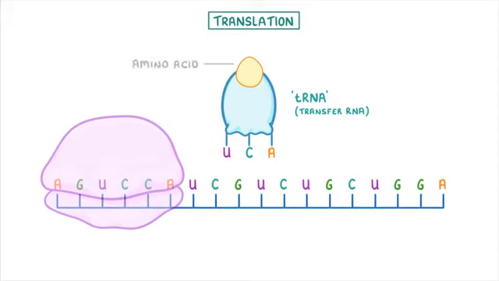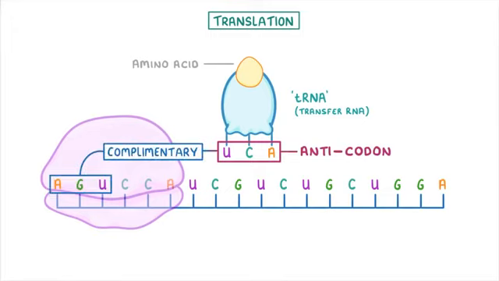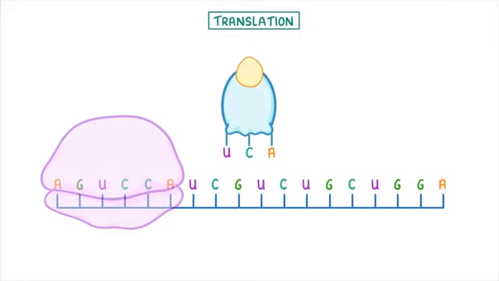tRNA molecules have the amino acid at the top and an anticodon at the bottom. The anticodon is this sequence of 3 bases, which are complementary to these 3 bases on the mRNA. And it's these 3 bases on the mRNA that code for the amino acid that the tRNA is carrying. So because each type of tRNA molecule is specific to a particular triplet on the mRNA, it can ensure that it always brings down the correct amino acid.